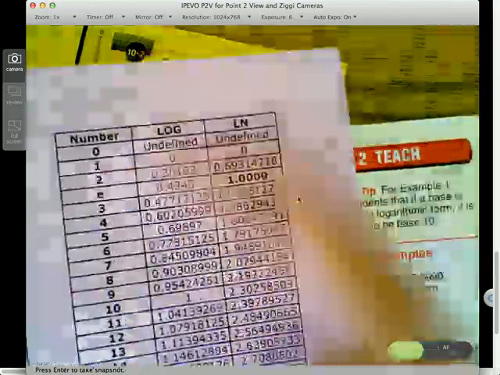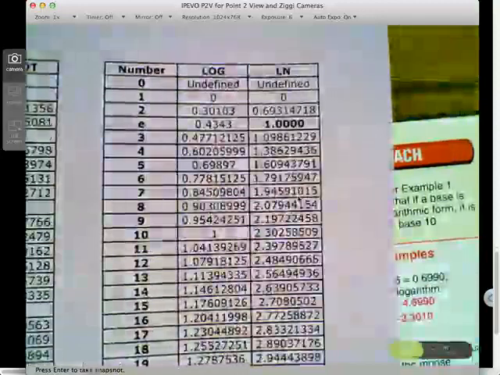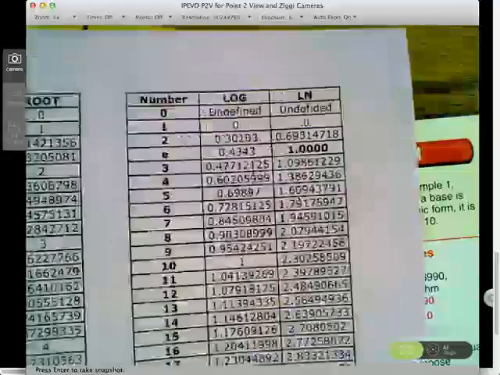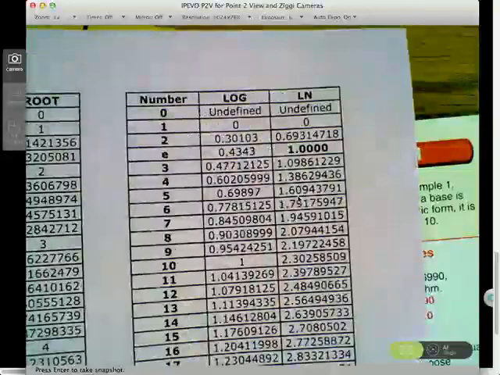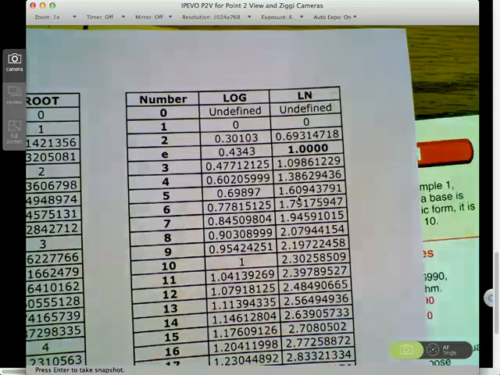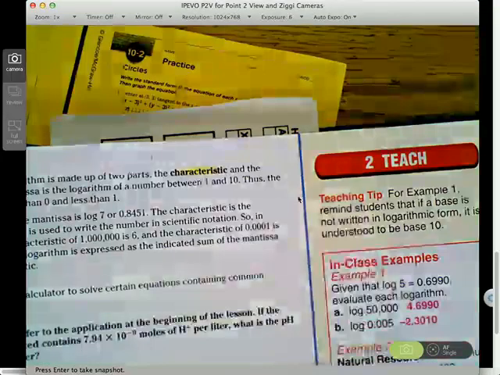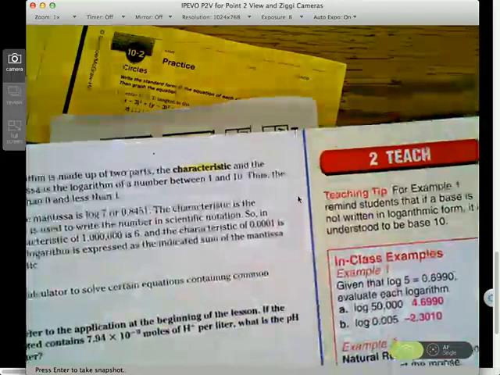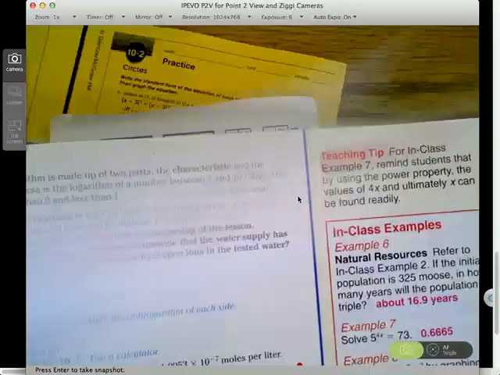So these are the only 2 languages that our calculator speaks. So eventually we'll have to get to a problem of how do I solve log base 2 of something, because our calculator doesn't speak that language, and we mentioned that yesterday. We're okay on those.